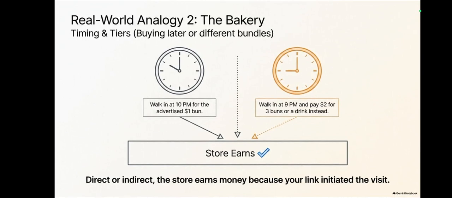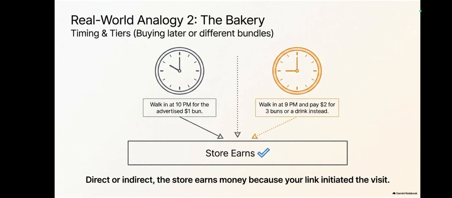But another thing is when you come at 9 p.m. instead of 10 p.m. You see the difference? 9 p.m. is between the time from 6 p.m. to 10 p.m. category. So they will follow the 6 p.m. promotion offer, which is $2 for 3 buns.